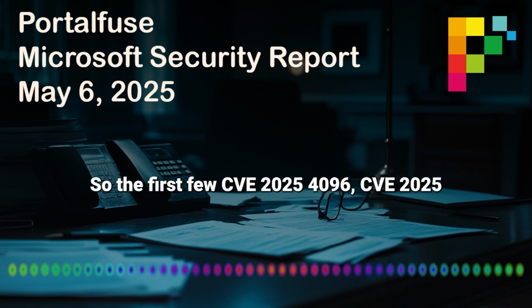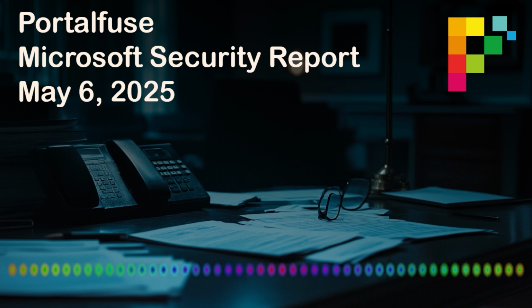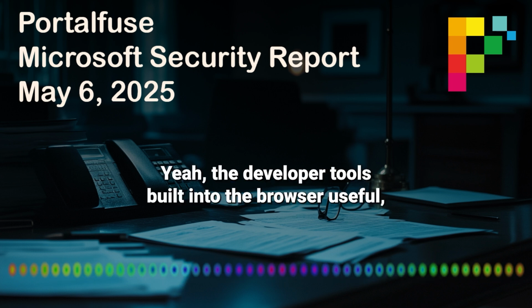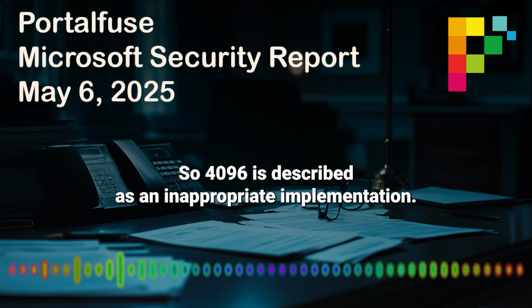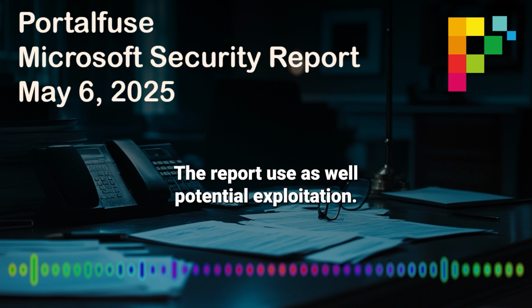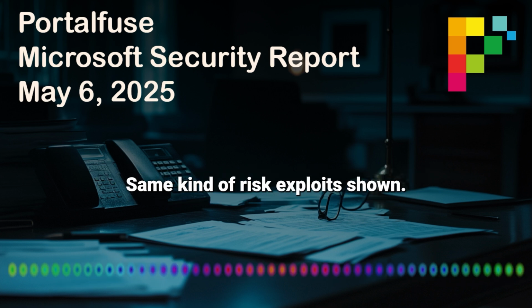So the first few, CVE 2025-4096, CVE 2025-4052, and CVE 2025-4051. They all seem to be in the DevTools component. DevTools, yeah. The developer tools built into the browser. Useful, but seems like a bit of a hotspot this week. So 4096 is described as an inappropriate implementation. The report just says potential exploitation. Big, but okay. Then 4052 is insufficient data validation, again in DevTools. Same kind of risk, exploitation.